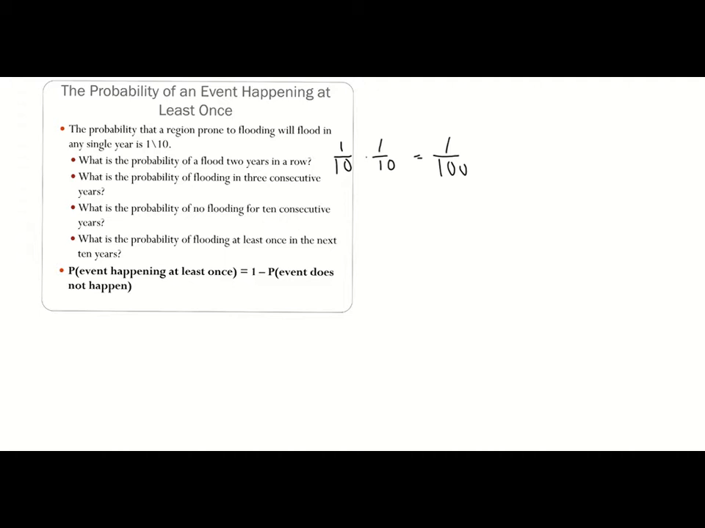For 3 consecutive years, we can take this as the 2 years. So if I multiply it again by 1/10, we end up with 1/1000.